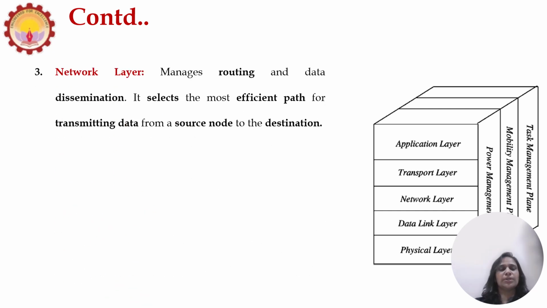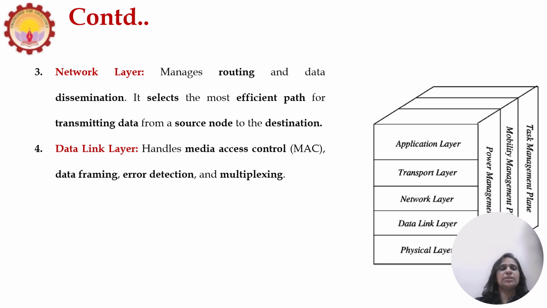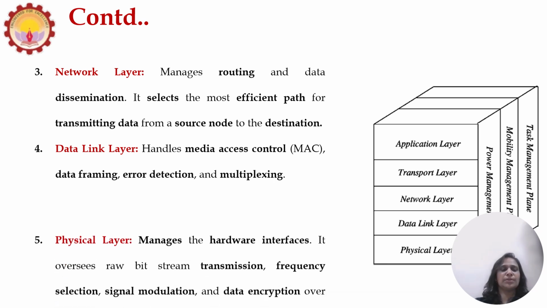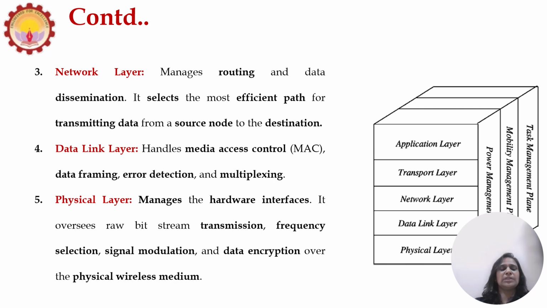Next layer is the network layer. Here they manage the routing and the data dissemination. It selects the most efficient path for transmitting data from a source node to the destination. Next layer is the data link layer. It handles the media access control, data framing, error detection, and multiplexing of the signal. Then the next layer is the physical layer, which manages the hardware interface. It oversees raw bit stream transmission, frequency selection, signal modulation, and data encryption over the physical wireless medium.